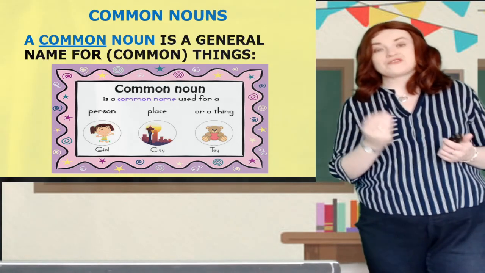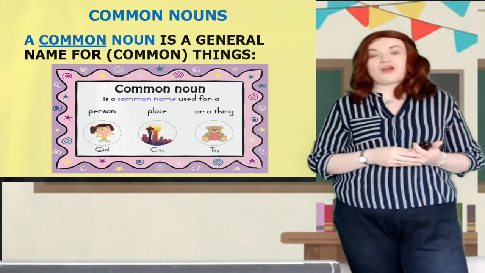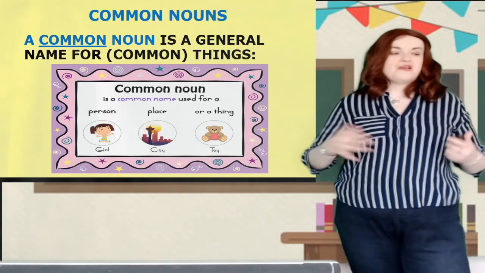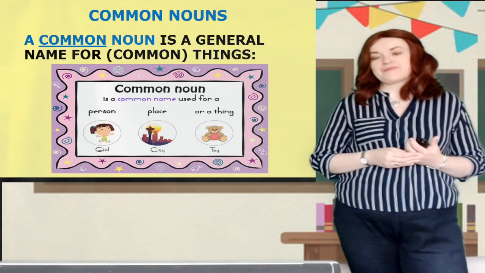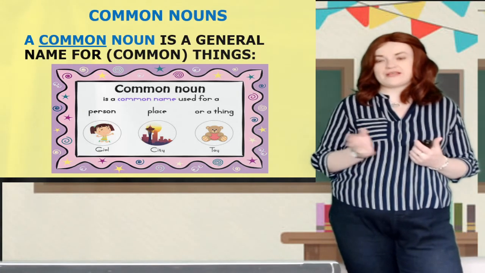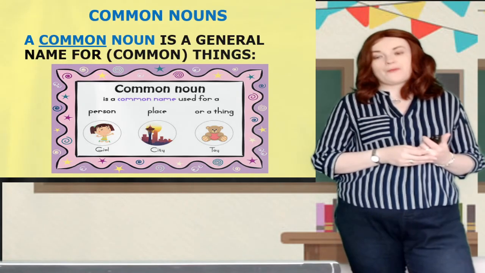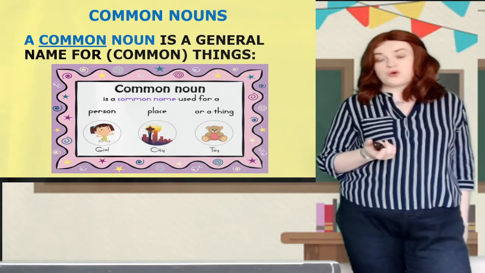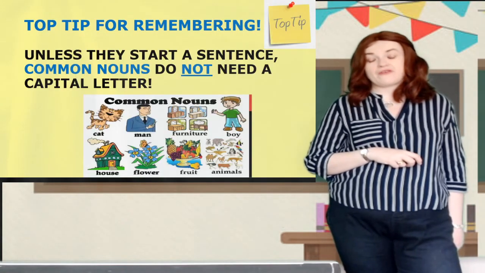So the word common, just think about what that means. Something that you come across every day that's not special, you just get a lot of them. So common nouns are used for things like, as it says in the wee picture, person, place, thing. So girl, city, toy, cuddly toy, that's the kind of thing for a common noun.